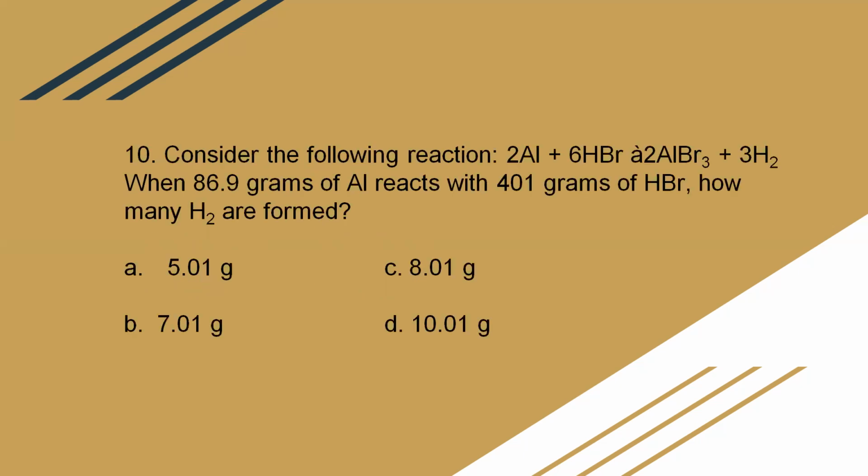10. Consider the following reaction: 2Al plus 6HBr, arrow going to the right, 2AlBr3 plus 3H2. When 86.9 grams of aluminum reacts with 401 grams of hydrogen bromide, how many grams of hydrogen gas are formed? A, 5.01 grams, B, 7.01 grams, C, 8.01 grams, D, 10.01 grams.